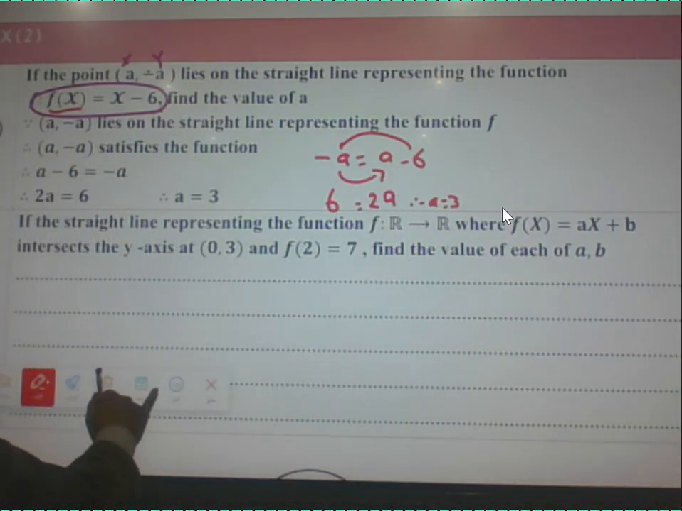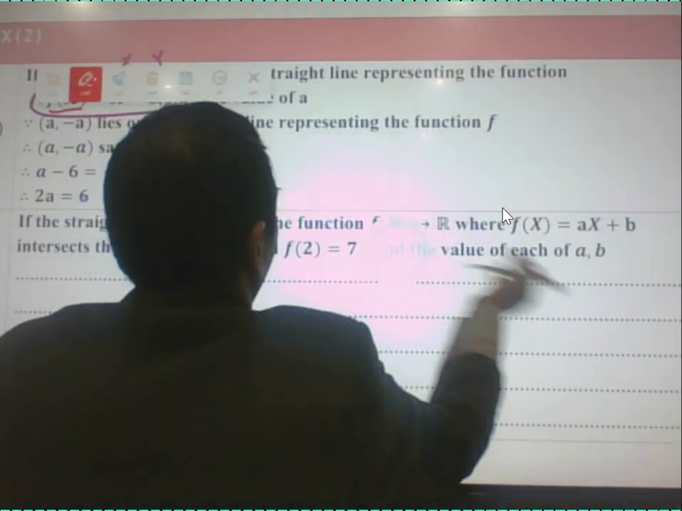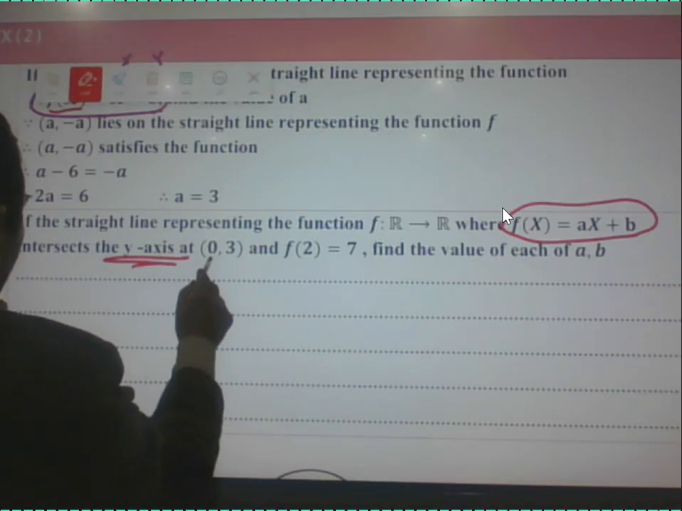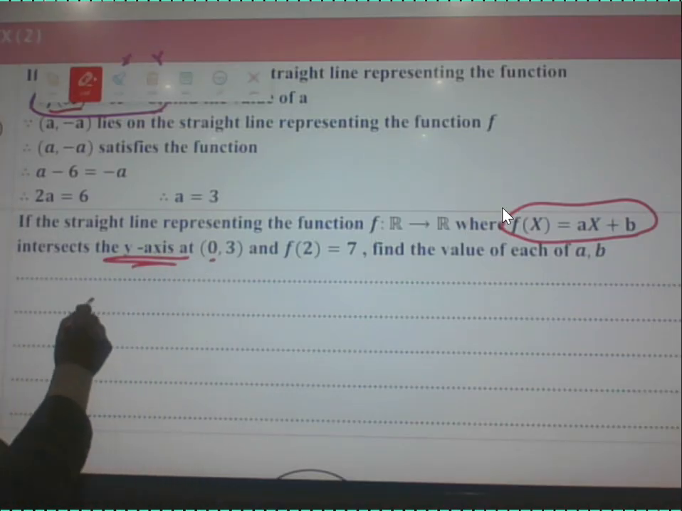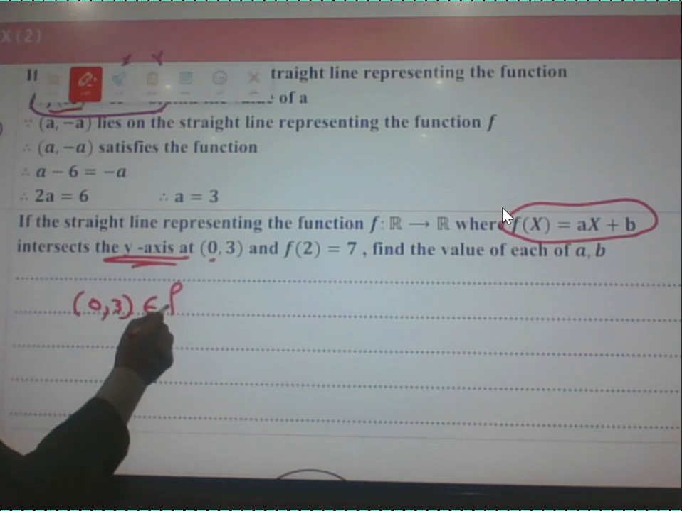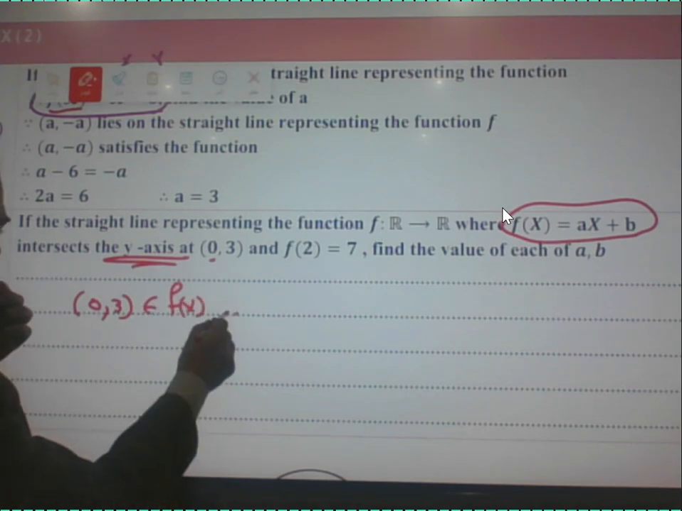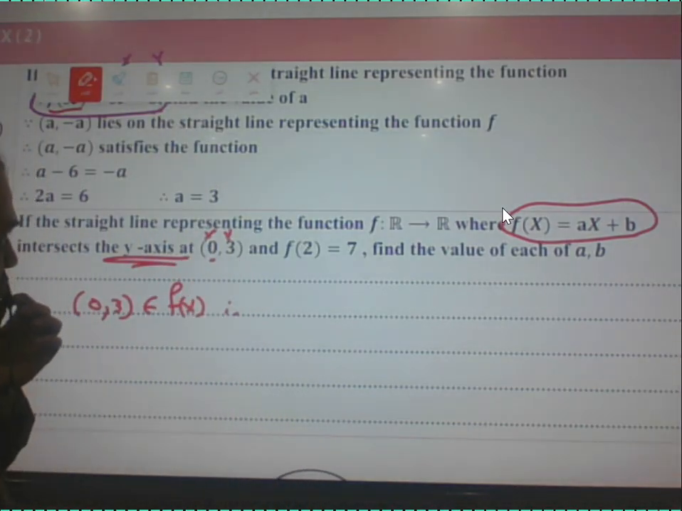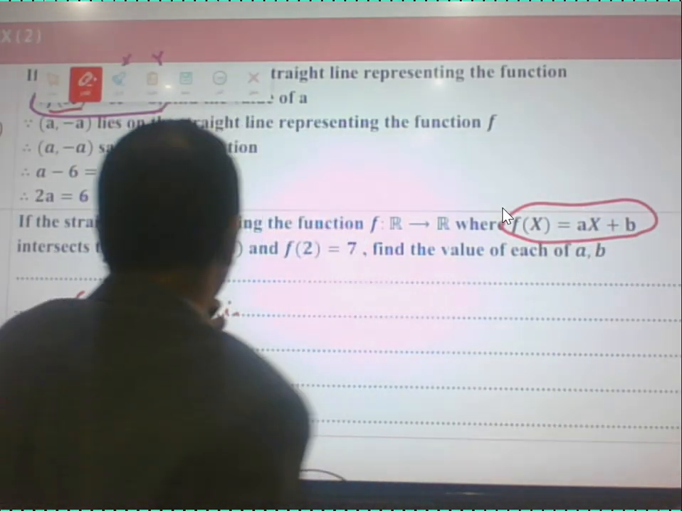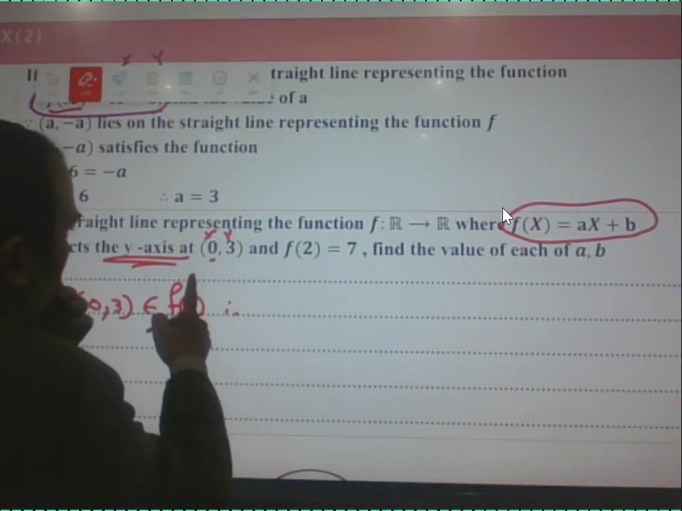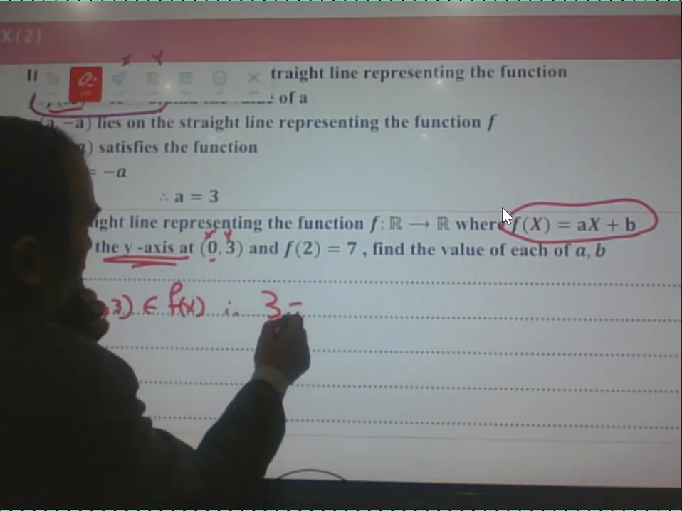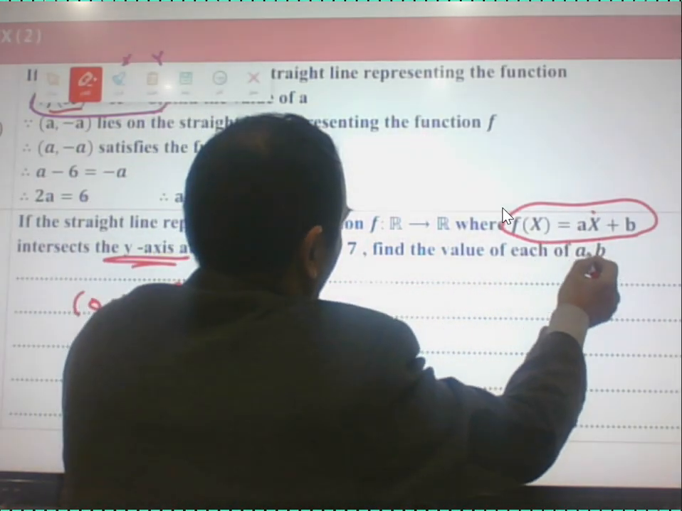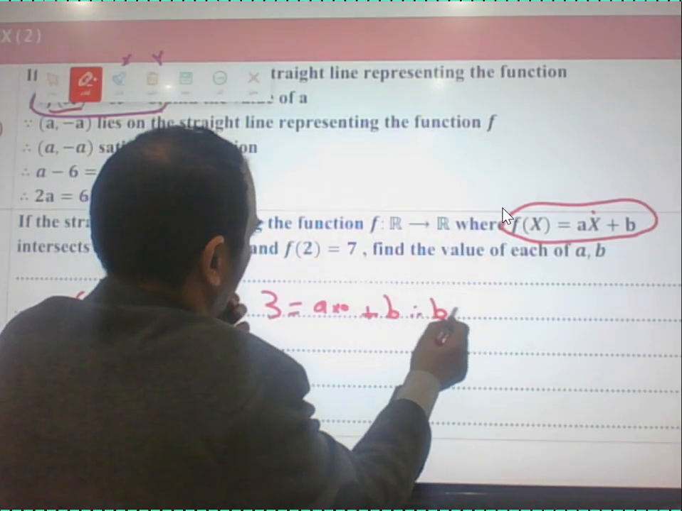If the straight line represents this function, I will solve for its equation now. We have the function f of x equals ax plus b, which intersects the y-axis. That means the value of x equals 0. Then we have the point (0, 3) belonging to the straight line of the function f of x, so it satisfies this equation. Put here the value of x equals 0 and y equals 3. Then the constant b will be equal to 3 because the line passes through the y-axis. Then 3 equals a times 0, because the value of x here equals 0, plus b. Then the value of b equals 3.